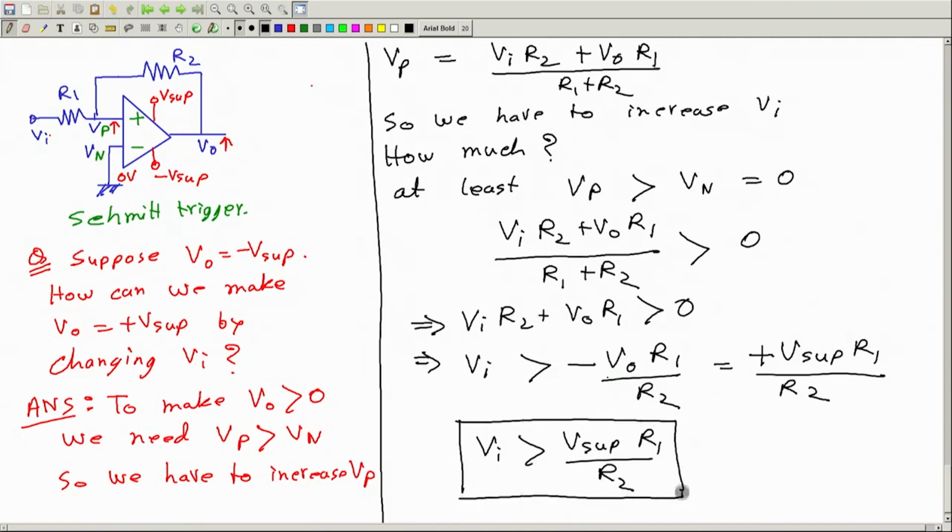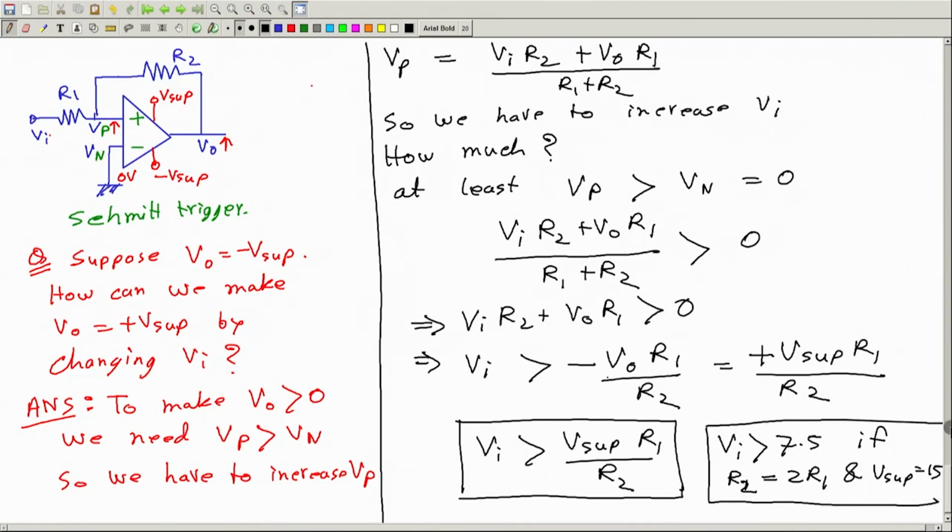So this is the condition. So you can take an example, like V supply equal to 15 volt and say R2 equal to twice of R1, then you have to increase Vi above 7.5 volt. Okay, so Vi should be greater than 7.5 if R2 is equal to 2 R1 and V supply equal to 15 volt. So this is an example you can take.